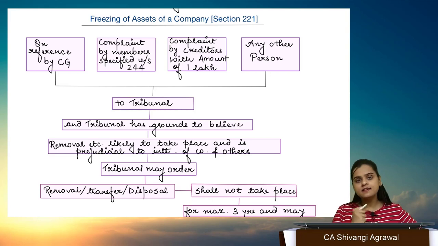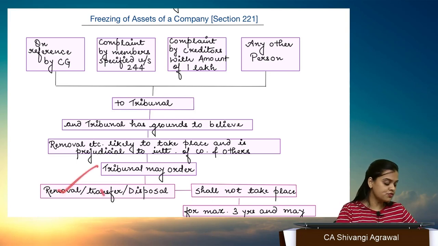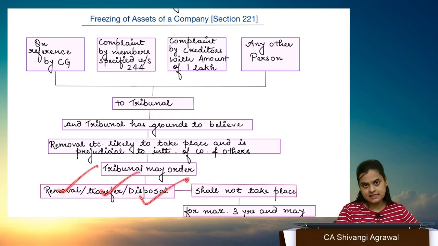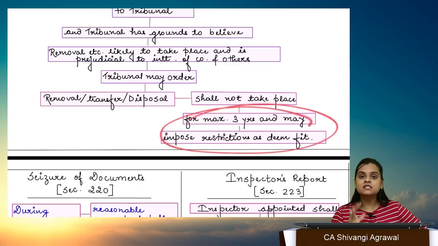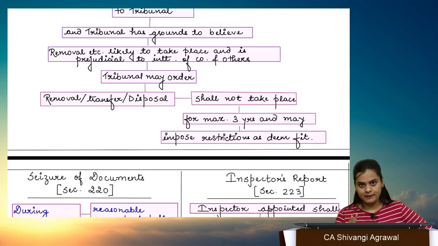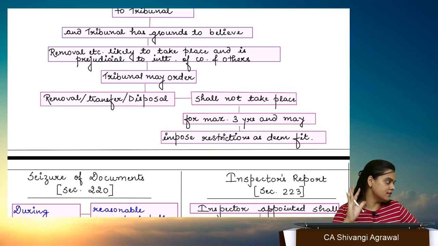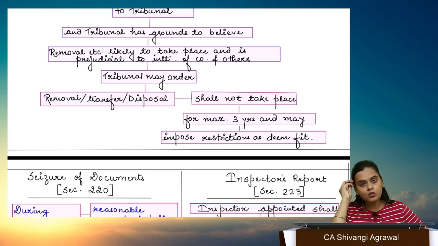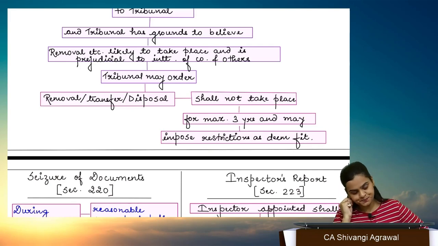It is freezing the assets. That means it is giving the directions that you cannot remove, transfer, or dispose of the assets. But again, the restriction is going to be for a maximum of 3 years only. It cannot be for more than 3 years.